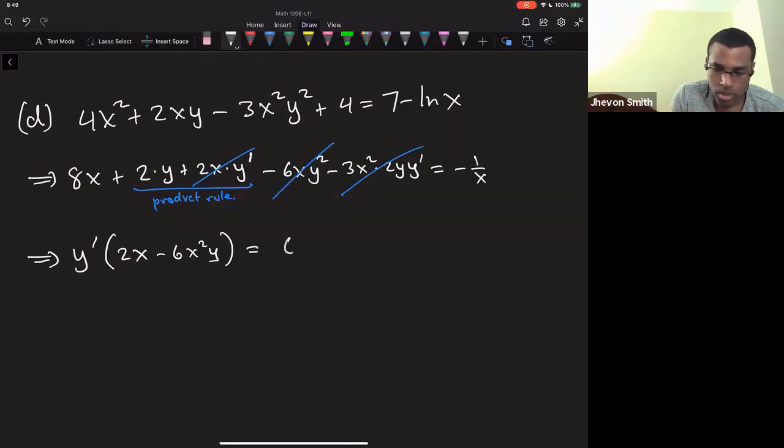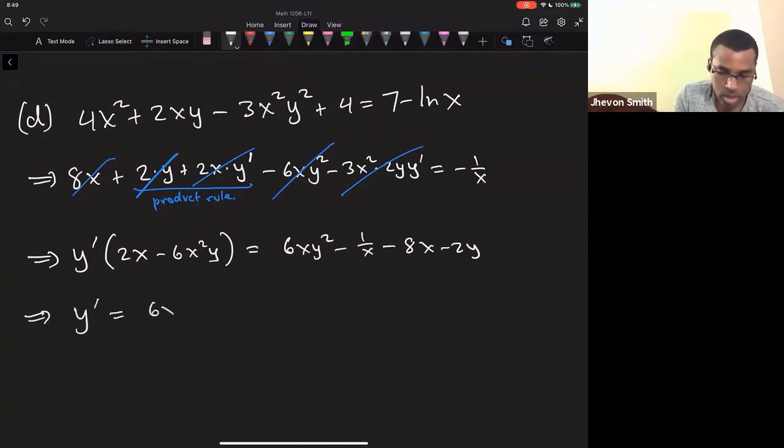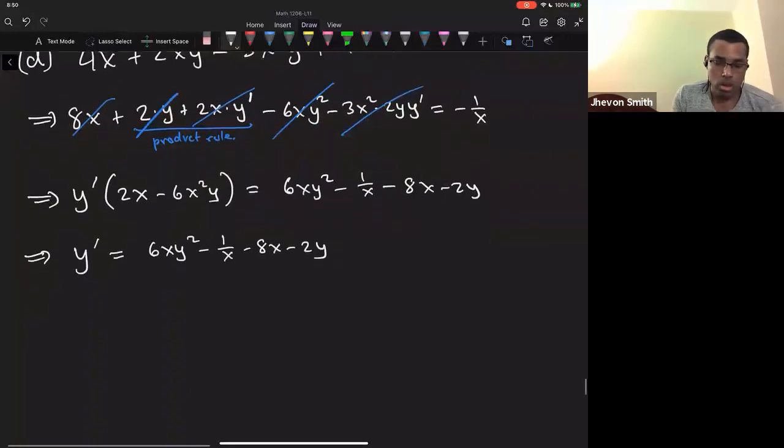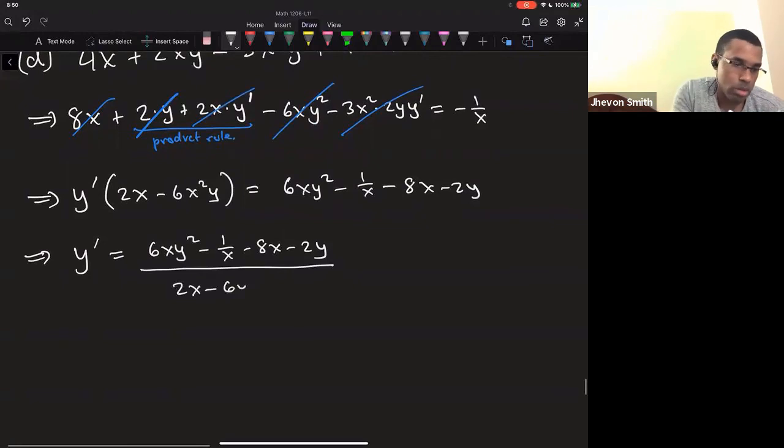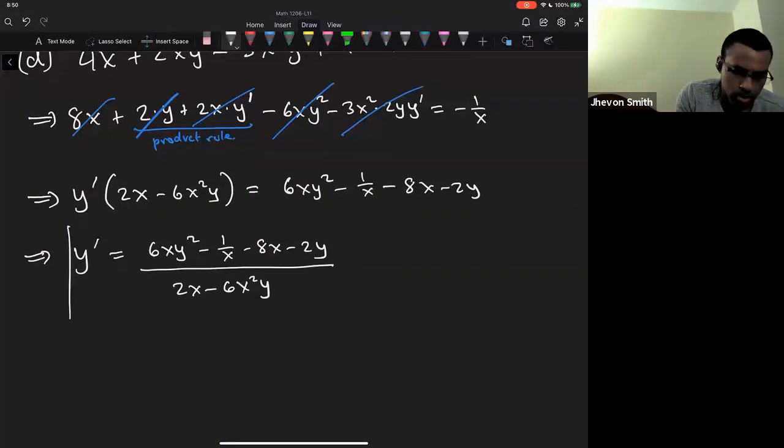So over there, it becomes a positive 6xy squared minus 1 over x minus 8x, which is this guy, minus 2y, which is that guy. Everyone's accounted for. So now my y prime is going to be 6xy squared minus 1 over x minus 8x minus 2y over 2x minus 6x squared y. So that's your answer.